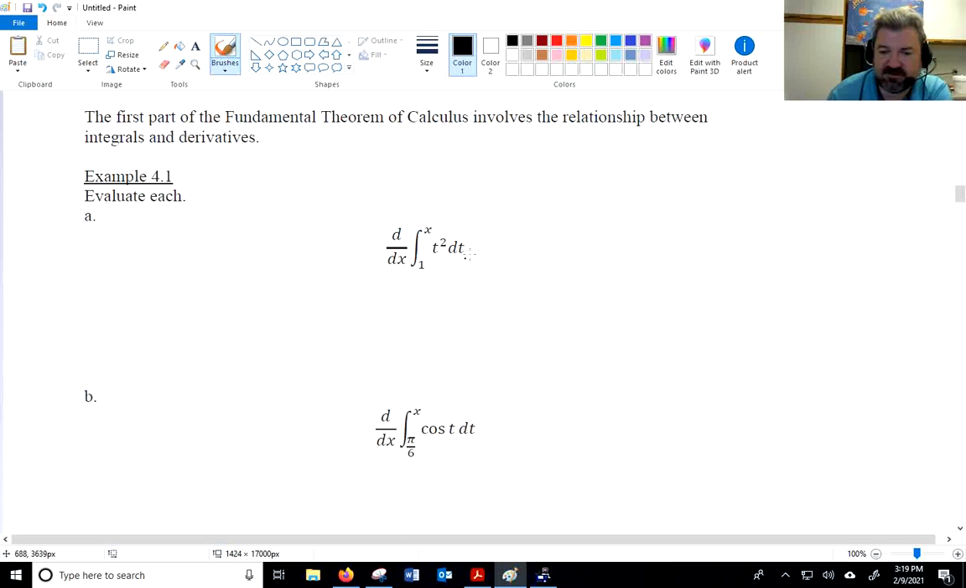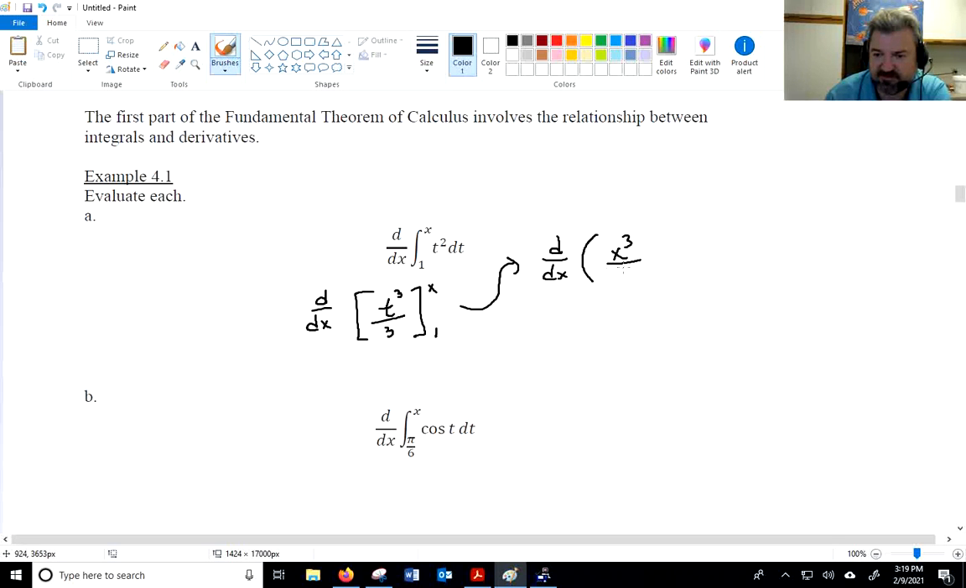So we need to start inside out. This is on the outside. We've got to start on the very inside, the integral. So integrating t squared, I get t cubed over 3. And my bounds are from 1 to x. And then I'll be taking the derivative with respect to x of that. So what does that become? Well, that becomes the derivative with respect to x of, plug in the top minus the bottom. So that becomes x cubed over 3 minus 1 cubed over 3.